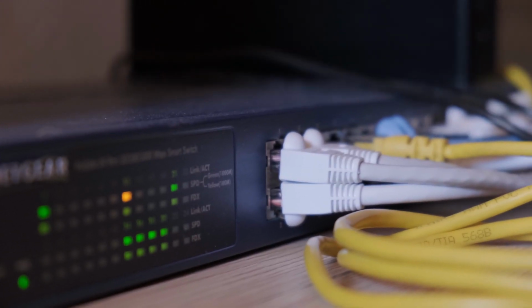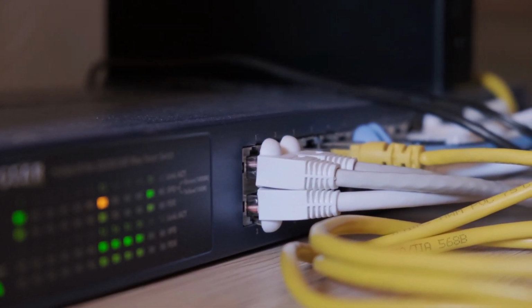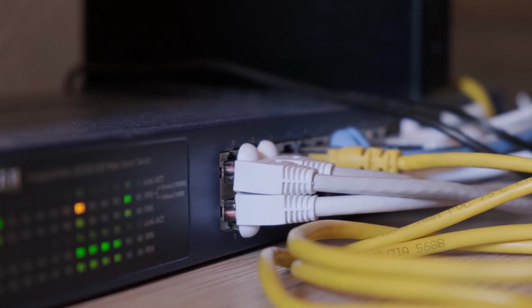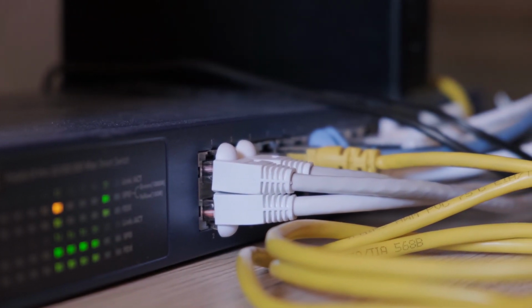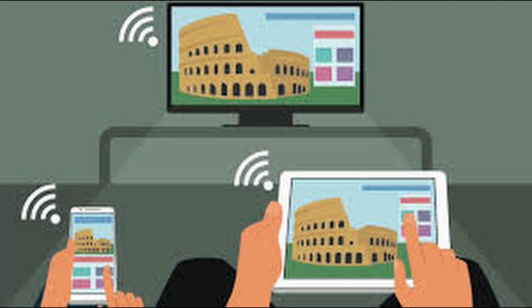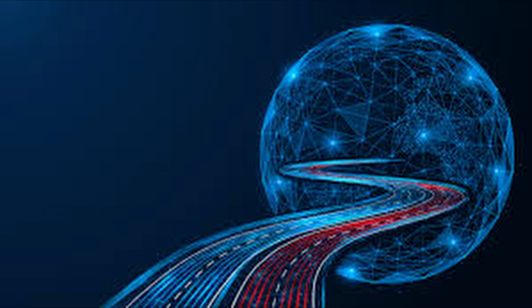A modem connects your home or mobile network to the ISP. A router distributes the internet connection to multiple devices. For example, in your house, the Wi-Fi router allows phones, laptops, and TVs to connect to the internet at the same time. Routers also help packets find the best path across networks.